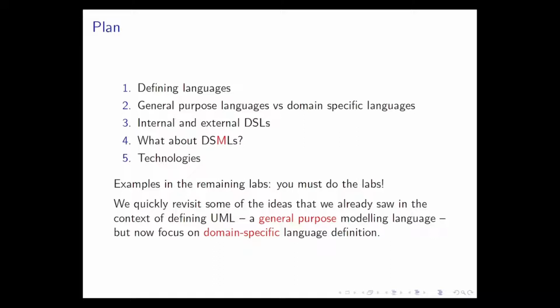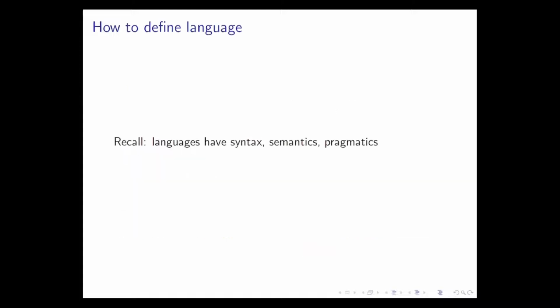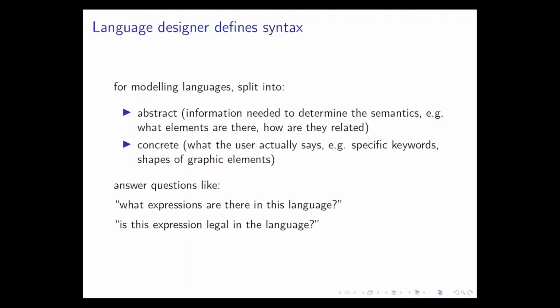So, let's quickly revisit some of the ideas that we've already seen in the context of how we define UML, which is a general-purpose modelling language, but now we're going to look at the same technical material from a slightly different perspective because we're going to be thinking about our new task of defining a domain-specific language. So, recall, languages have syntax, semantics, and pragmatics. And the syntax is one of the things that the language designer has to define.